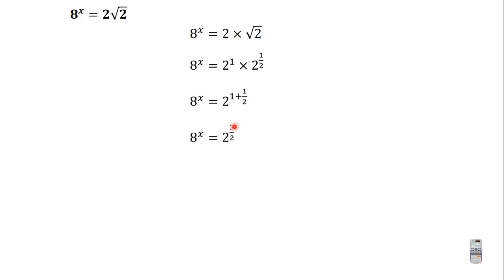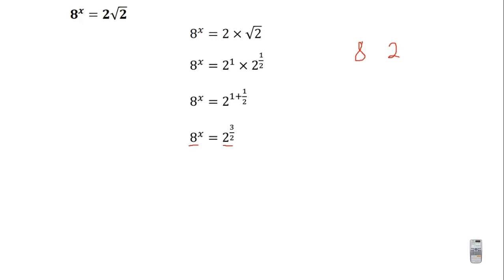1 plus half is the same as 3 divided by 2. So you have 8 exponent x is equal to 2 exponent 3 divided by 2. Now we have one term on the left hand side and one term on the right hand side. Remember, our main goal here is to make sure that the term on the left hand side, which is this, and the term on the right hand side, which is this, has the same base. The term on the left hand side has a base of 8. The term on the right hand side has a base of 2.